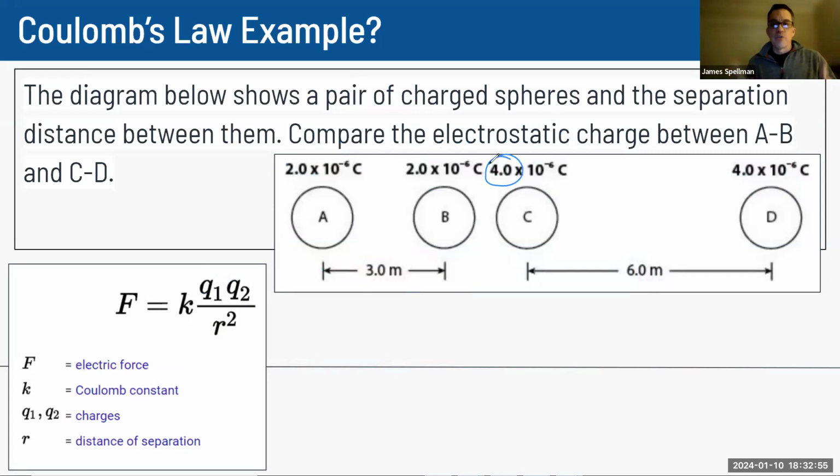So increasing the charge should make it go up, but increasing the distance is going to make it go down. And basically those two things cancel each other out. So the force on this one would be the same as the force on this one. Again, we don't need to figure out what that force is. We're just going to be able to say that they're going to be the same force.